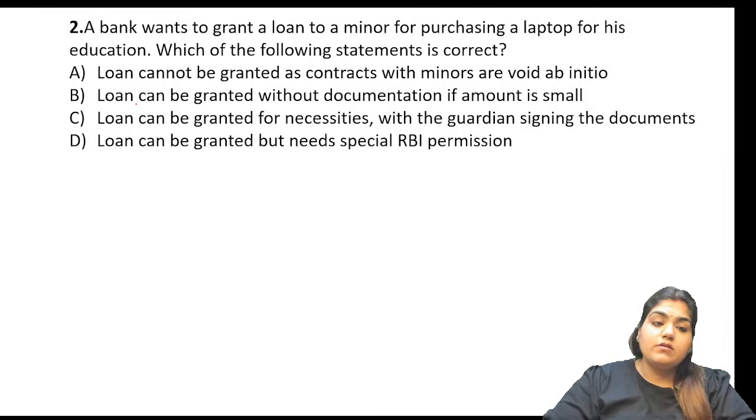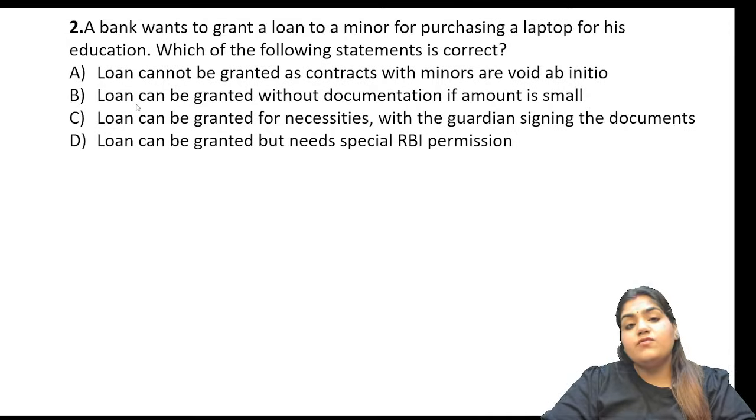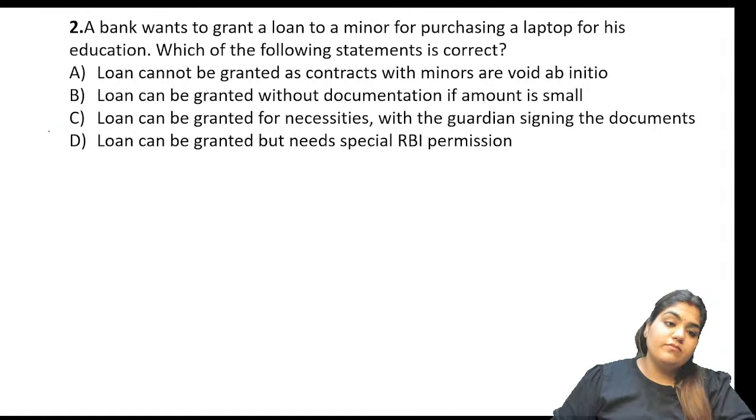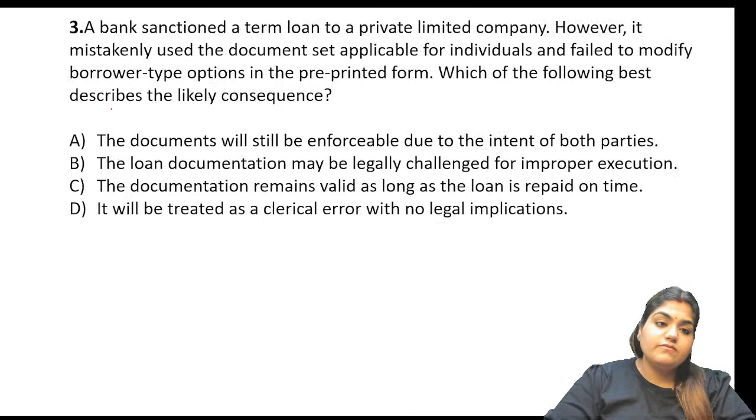Next, a bank wants to grant a loan to a minor for purchasing a laptop for his education. Which of the following statements are correct? Can a bank grant a loan to a minor? See, a loan can be granted for necessity, but the signature of the guardian is compulsory. C is the correct answer.